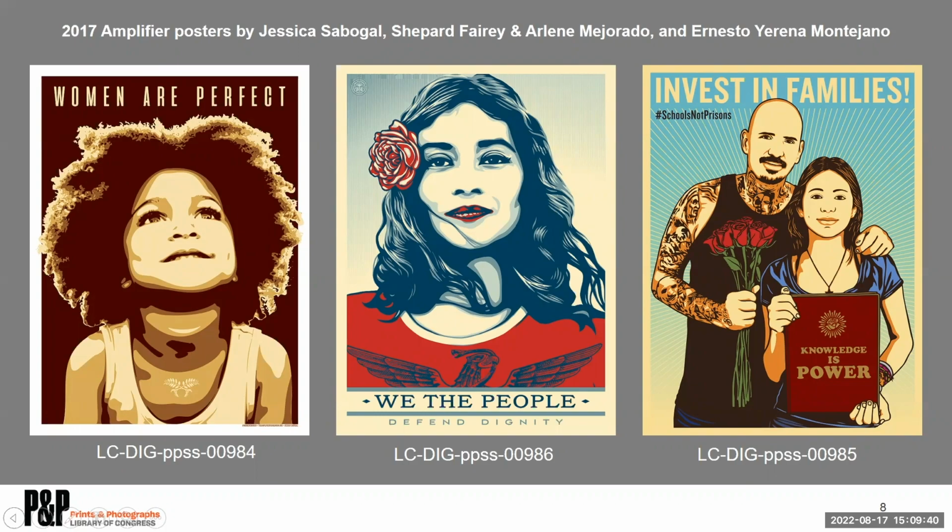The third poster, Knowledge is Power, is by Los Angeles-based Chicano and native artist Ernesto Yerena Montejano. His poster, Invest in Families, bears the hashtag Schools Not Prisons, a campaign stressing the costs of mass incarceration and advocating for community safety through health, education, and support for young people.